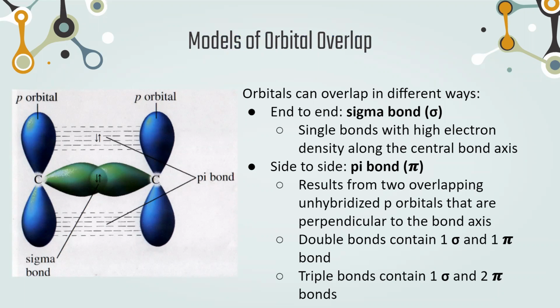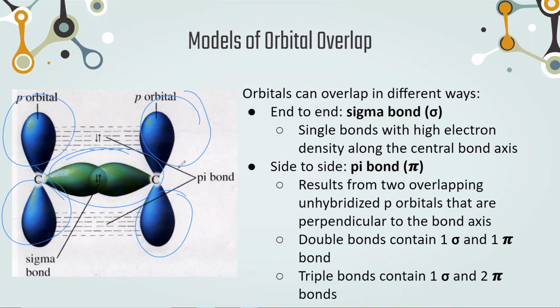So modeling orbital overlap between atoms that are bonded together. You can have what's called a sigma bond, which is a single bond with high electron density around the central bond axis. So that's what you're seeing represented over here in green, a sigma bond. Or you can have a pi bond, which results from 2 overlapping unhybridized p orbitals that are perpendicular to your bond axis. Okay, so that's what's being represented in blue over here. Those would be pi bonds.